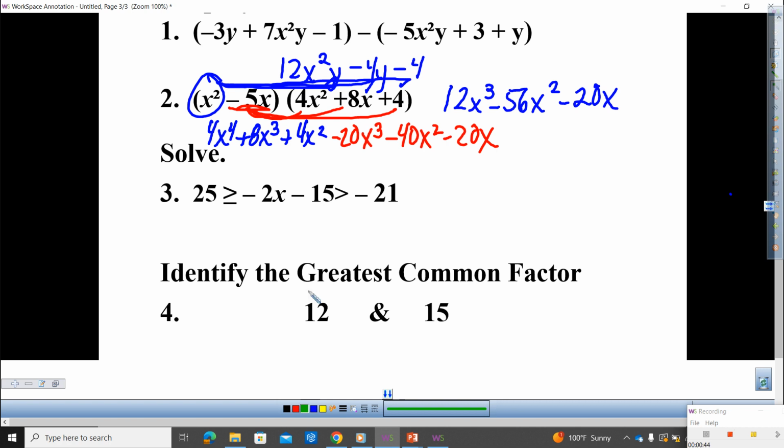And then from there, combine like terms. Is there another x to the 4th? No, bring it down. 4x to the 4th. x to the 3rd. Yes, we got negative 20 plus 8. That's negative 12x to the 3rd. Then we got 4x squared, negative 40x squared. That's negative 36x squared. And negative 20x. Have you got that? Let's go. Oh, yeah, we got this.